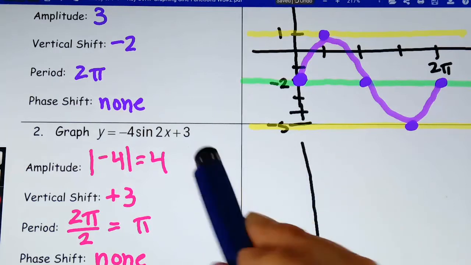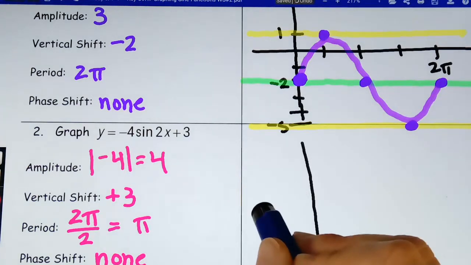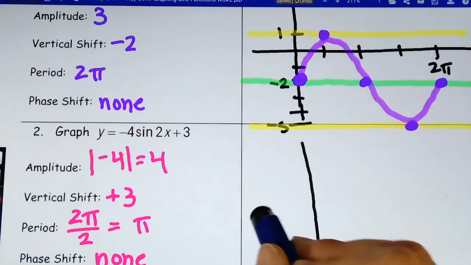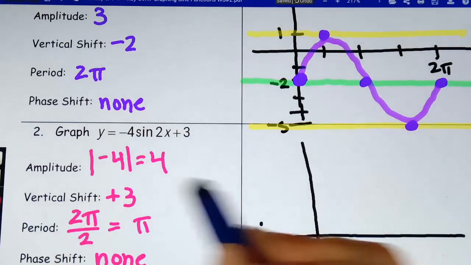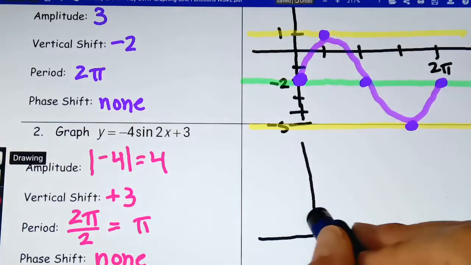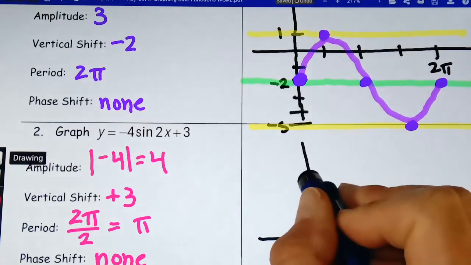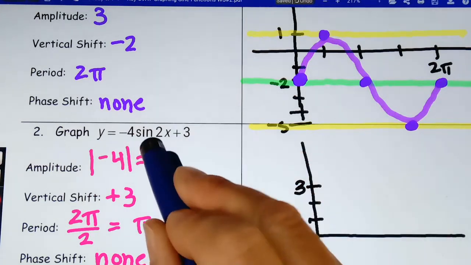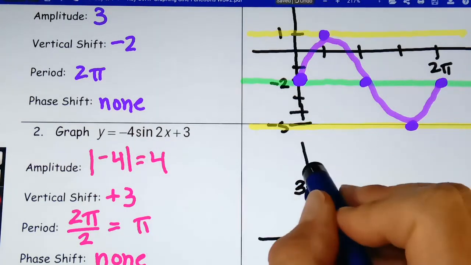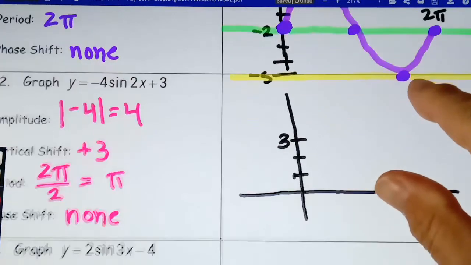Okay, so I need to be up at 3 and go 4 above that. Okay, so let's say I do it right here. So I need to go up to 1, 2, 3, and then I need to go up 4 beyond that because of my amplitude. So I'm going to go here. Let me make this right here so I can see a little better.